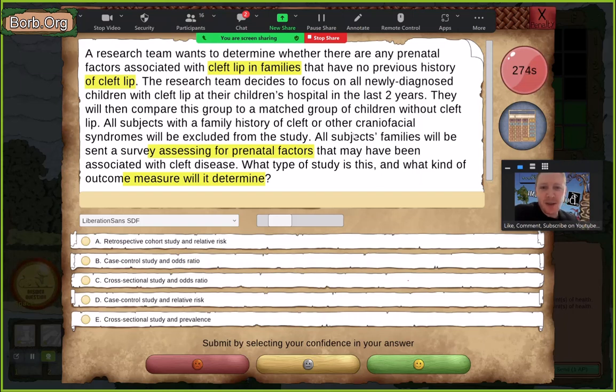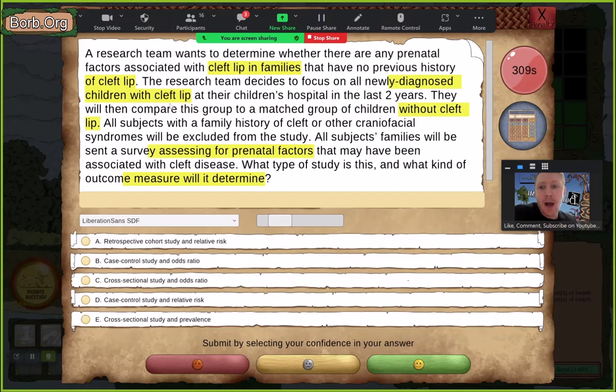Yeah. So I think the thing to do when you have questions like this is to go into the question thinking after reading the answer choices. You read the question sentence, you read the answer choices, then you start at the top, right? That's the order of operations that a lot of people use. You don't have to use that, but you can. And so what I would do is I would say, is this a group of people that we know have a disease? And the answer is, we're focusing on newly diagnosed children with cleft lip. And they will be compared to a group of matched children without cleft lip.